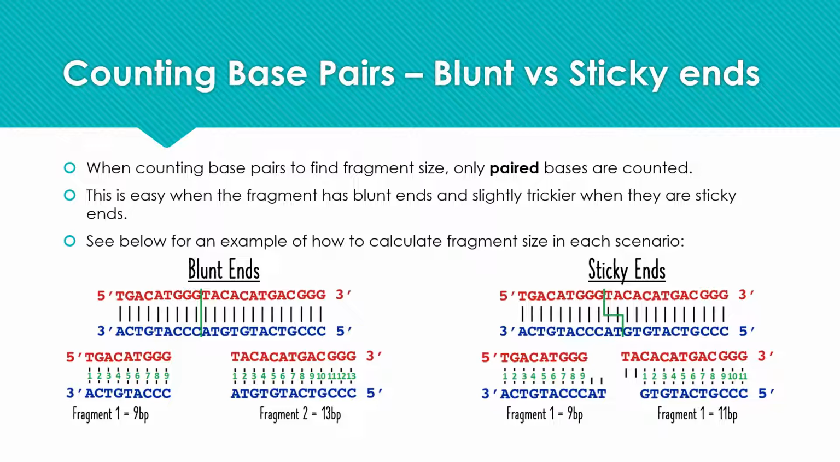So you can see on fragment 1, it ends with an unpaired A and T, and then on fragment 2, it starts with an unpaired T and A. And because they're not paired, they don't get counted. Okay, so make sure when you are counting out how big a fragment is, you are only counting paired bases.